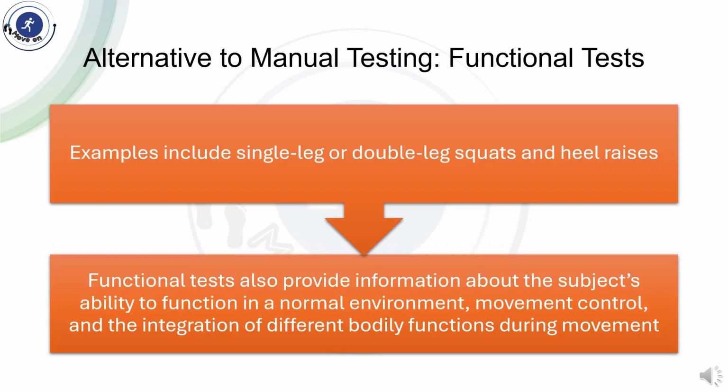As an alternative to manual testing, muscle strength may be assessed using functional tests, such as single leg or double leg squats, stair climbing, or heel raises. These tests provide useful information about the subject's ability to function in everyday life, while also offering insight into movement control and the integration of different bodily functions during movement.